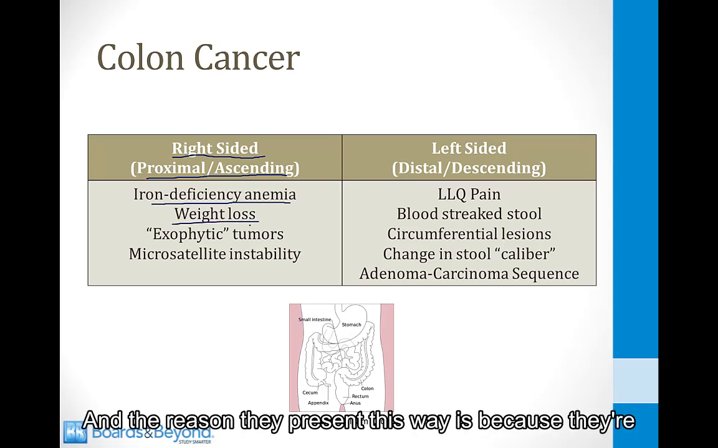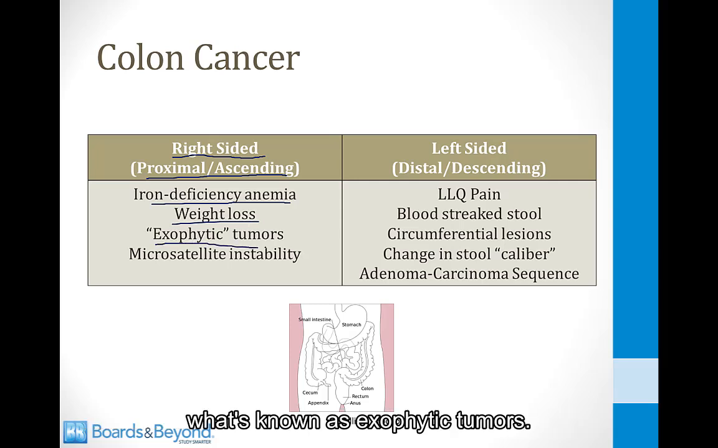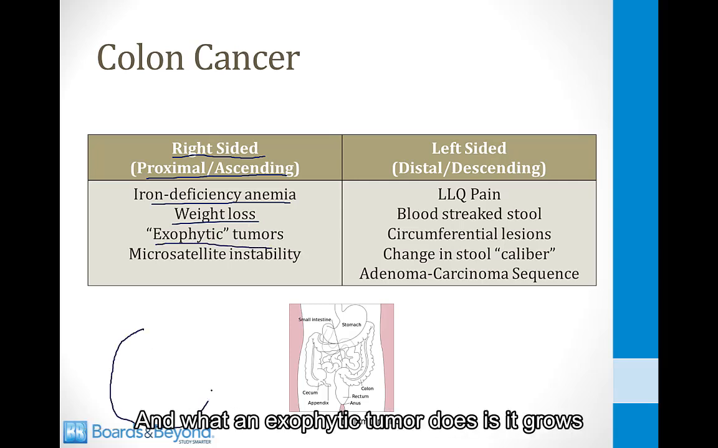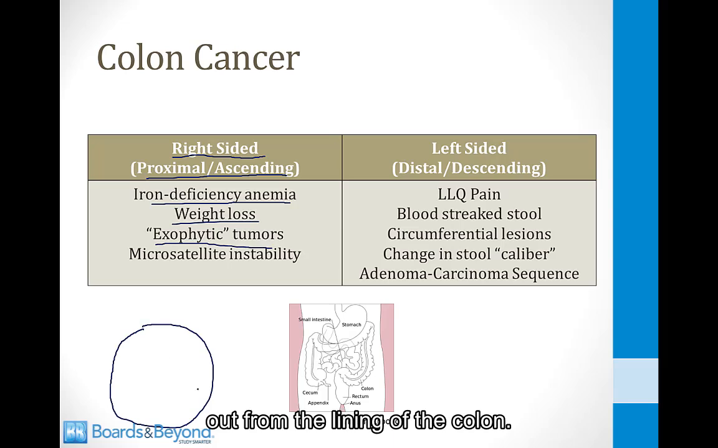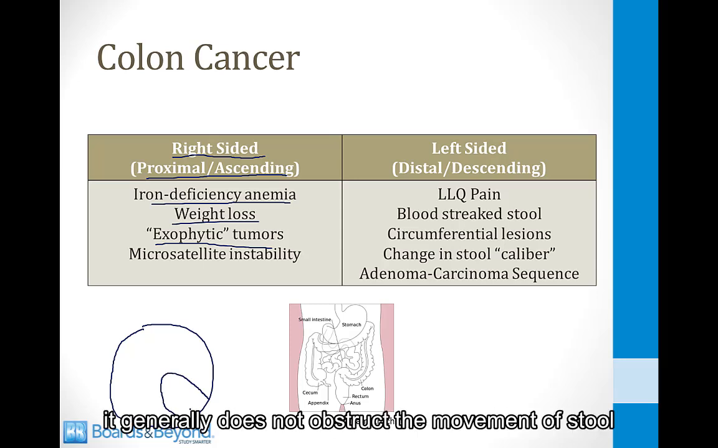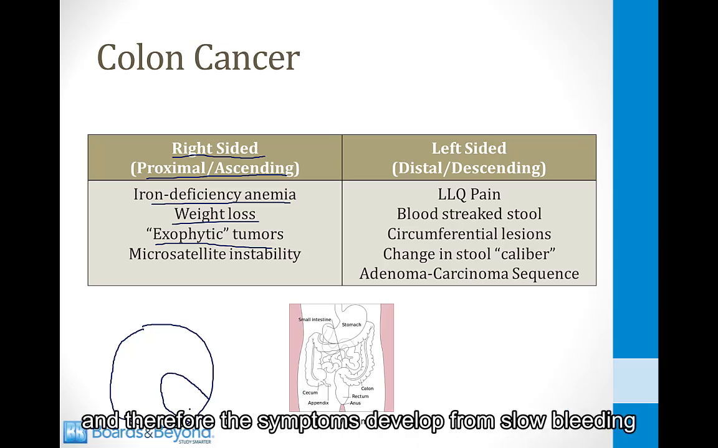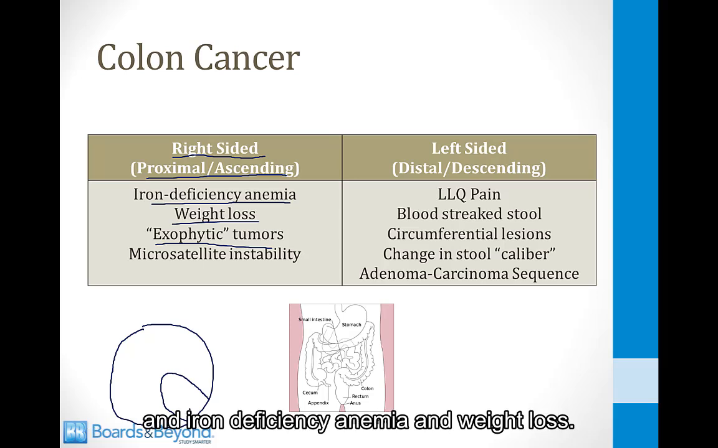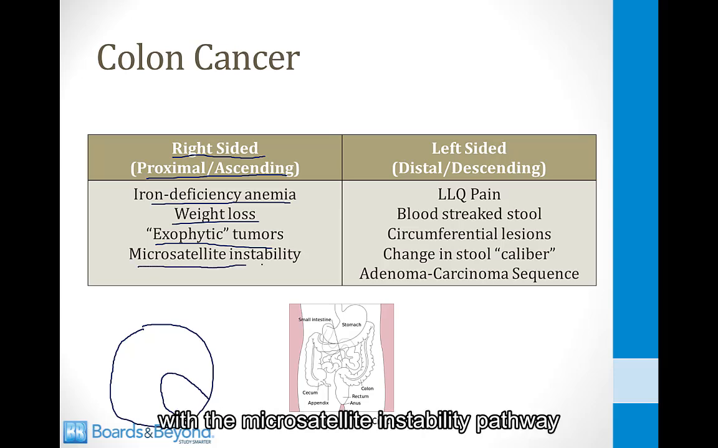And the reason they present this way is because they are what's known as exophytic tumors. An exophytic tumor grows out from the lining of the colon. So if this is the lumen of the colon, an exophytic tumor will grow outward like this. Because it grows this way, it generally does not obstruct the movement of stool, and therefore the symptoms develop from slow bleeding and iron deficiency anemia and weight loss. And as we discussed before, right-sided tumors are associated with the microsatellite instability pathway of colon cancer development.